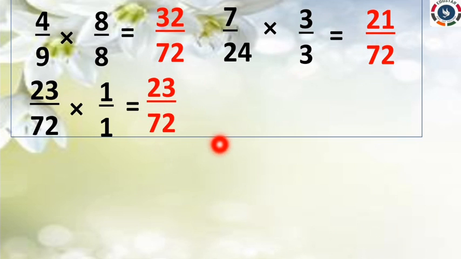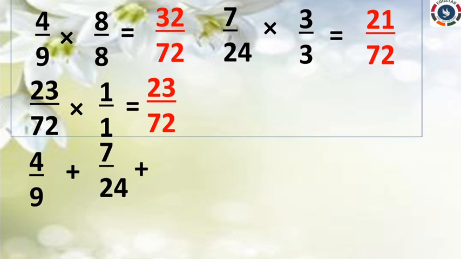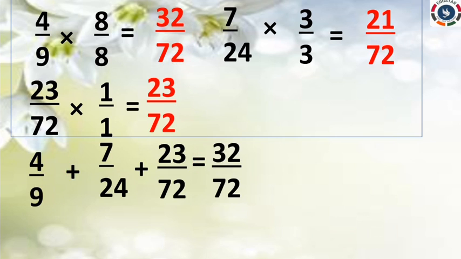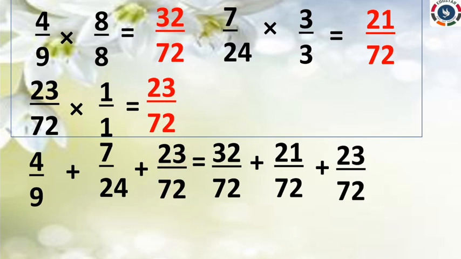So take and write all the fractions first. 4 by 9 plus 7 by 24 plus 23 by 72 is equal to, what is the value for 4 by 9? So 32 by 72, that you want to write 32 by 72 plus what is the value for 7 by 24? 21 by 72, that you want to take and write 21 by 72 plus what is the value for 23 by 72? The same value 23 by 72, take and write.